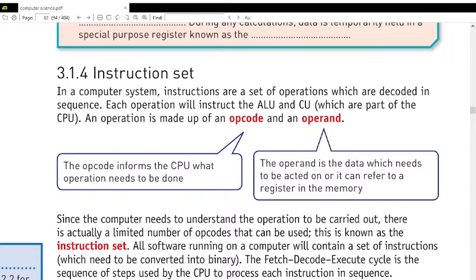So the length of the instruction can vary from a few bits to many hundred bits. It is also important to take note that since the computer needs to understand the operation to be carried out, there is actually a limited number of operation codes that can be used. This is what we call the instruction set. Now, all software running on a computer will contain a set of instructions which need to be converted into binary. The fetch, decode, execute cycle is a sequence of steps used by the CPU to process each instruction in a sequence.